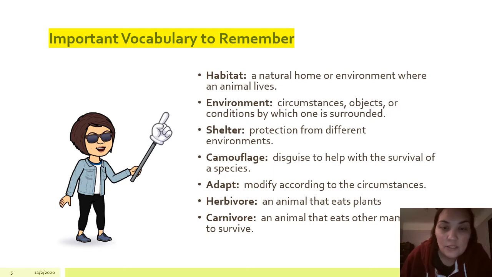A couple more things to know are herbivores and carnivores. Now, Mrs. B told you a little bit about what a carnivore is.